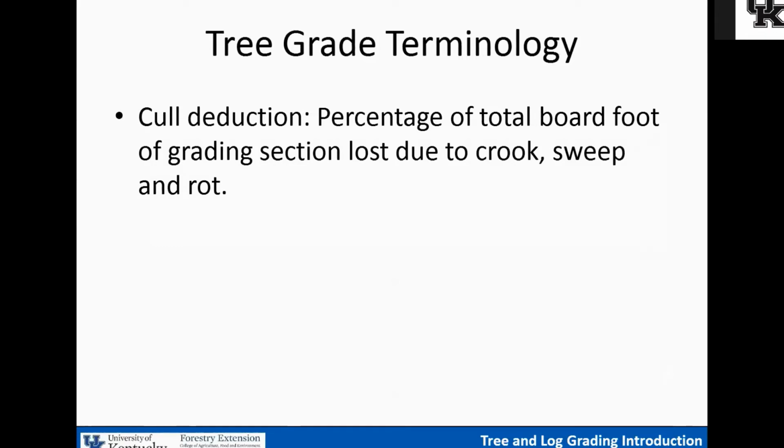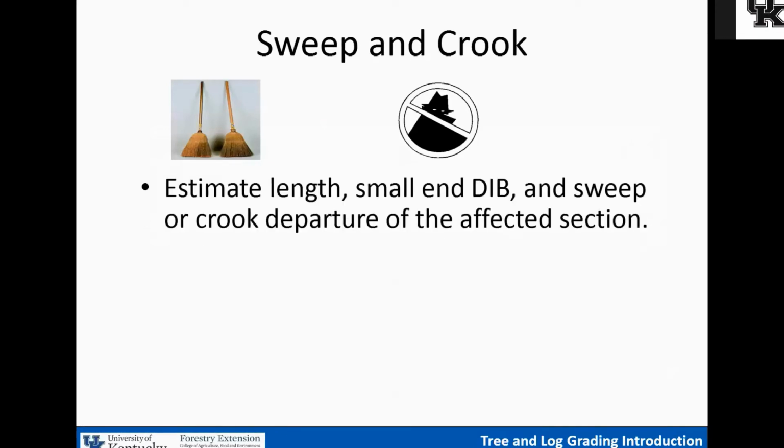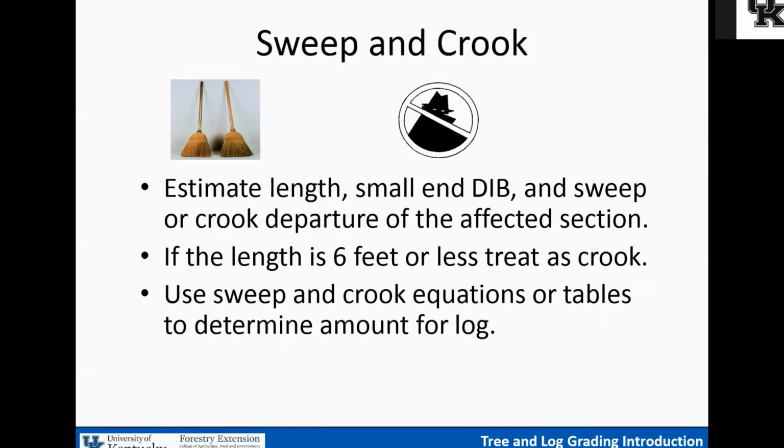And so a cull deduction is the percentage of total board foot of that grading section lost due to crook, sweep, and rot. Okay, so sweep and crook. You want to estimate the length, the small end diameter inside bark, and the sweep or crook departure from the affected section. That departure is how far it will depart from the main bole of the log or tree. If the length is 6 foot or less, you can treat it as crook. You can use sweep and crook equations or tables to determine the amount deducted from the log or tree.